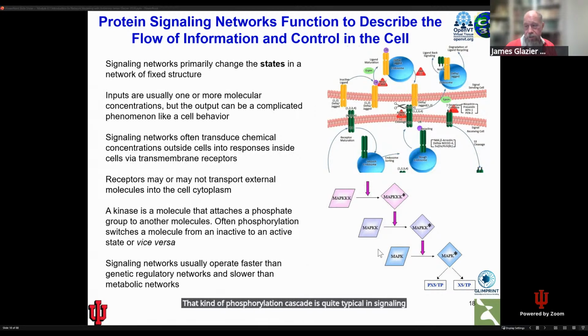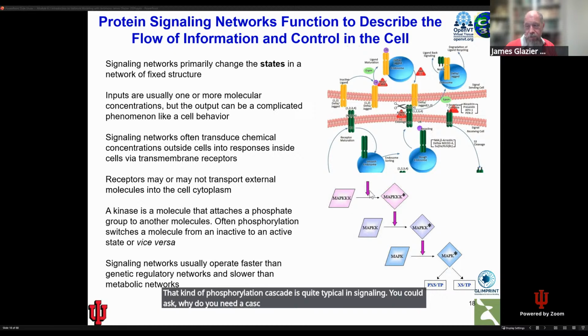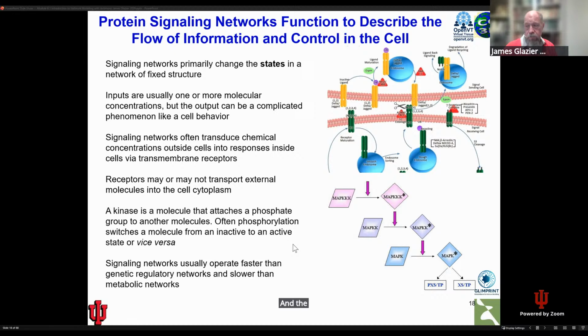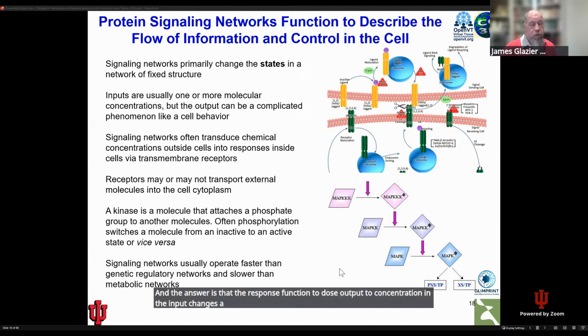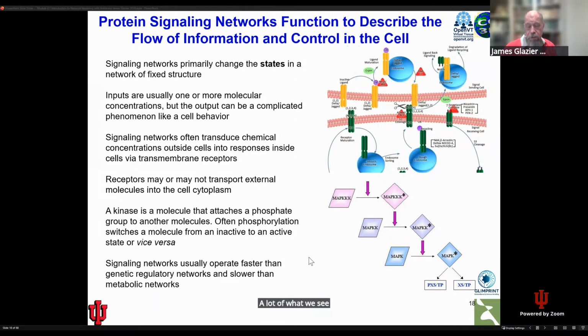You could ask, why do you need a cascade? Why not just go directly from the input arrow to the output? And the answer is that the response function to output to concentration of input changes a lot. Response to noise and temporal response changes a lot too. A lot of what we see in signaling networks comes about because of the highly noisy environment inside of cells.